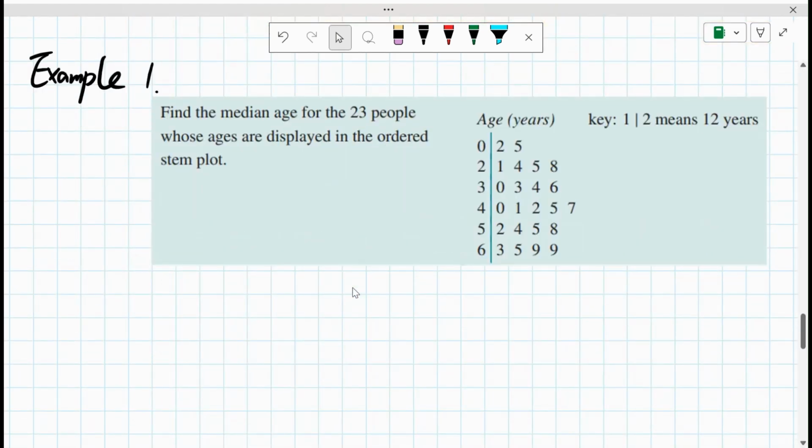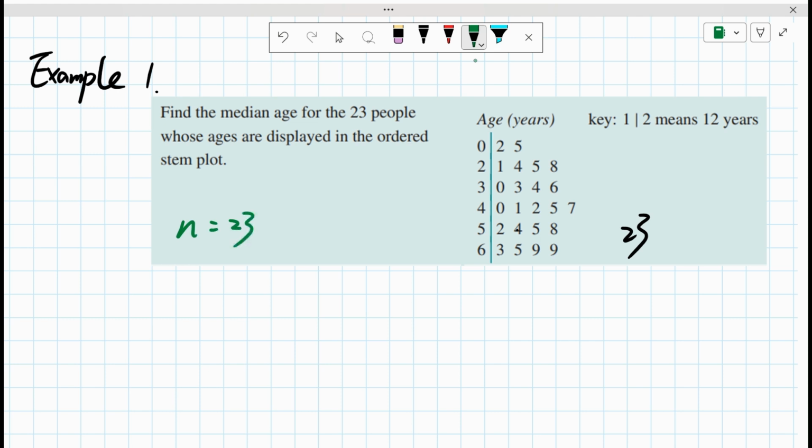Okay, the stem plot. We haven't seen this one in ages, but we're going to go through it anyway. So let's have a look at how many ages in total. 1, 2, 3, 4, 5, 6, 7, 8, 9, 10, 11, 12, 13, 14, 15, 16, 17, 18, 19, 20, 21, 22, 23. So we have 23 in total. Perfect, so n equals 23.